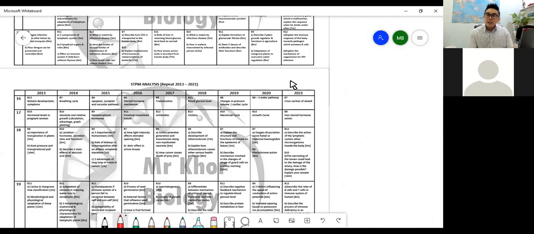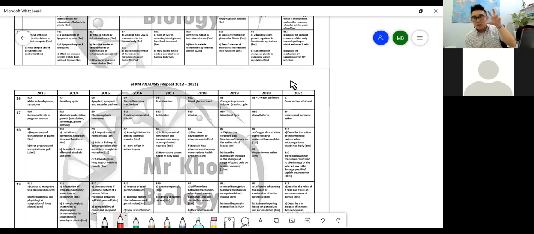Does repeat matter in your actual upcoming STPM? Not really, only a small margin. Not really, guys. So I won't be basing it much on your repeat. Instead, I'll mostly base it on your actual, because certain things you can check out yourself. Certain things that came out in actual, they adjusted a little bit for the repeat.